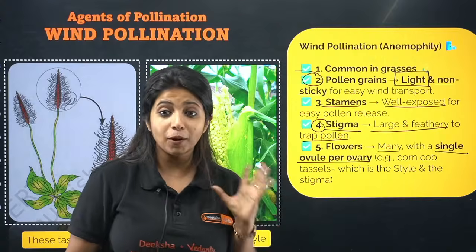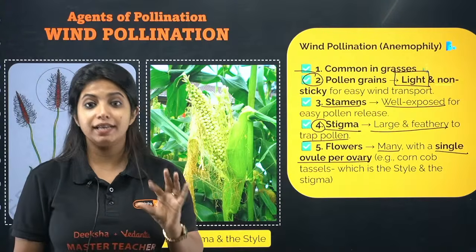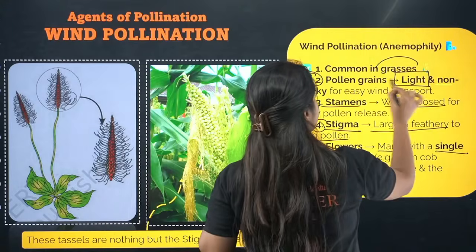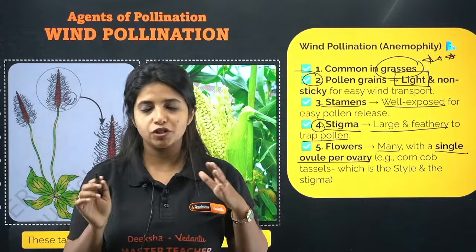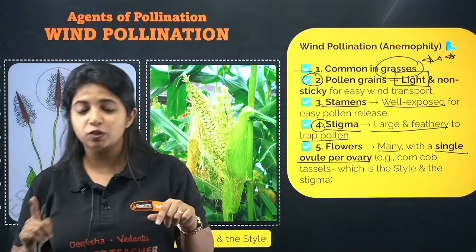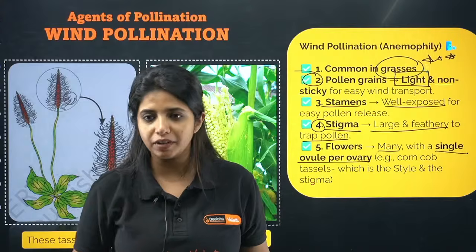Now, the next important thing about them is the example. Wind pollination is usually seen in the case of grasses. Very, very important. In the case of grasses, you have wind pollination. Just imagine grass moving like this, then you will never forget that grass is an example of wind pollination.